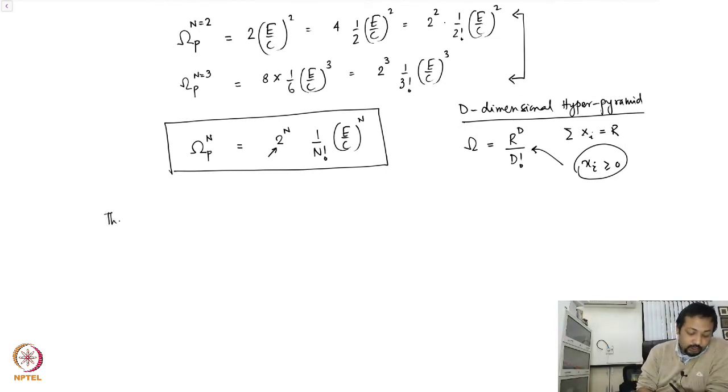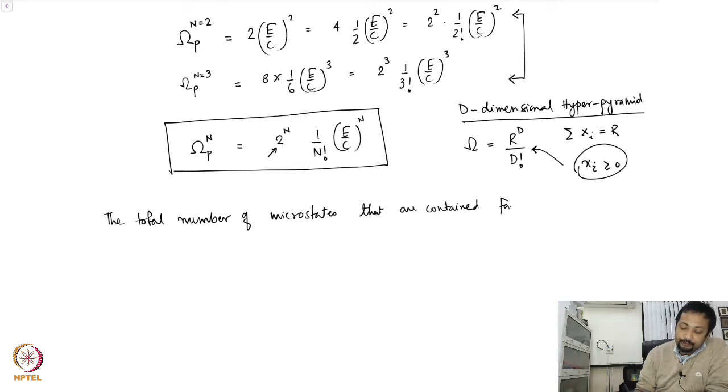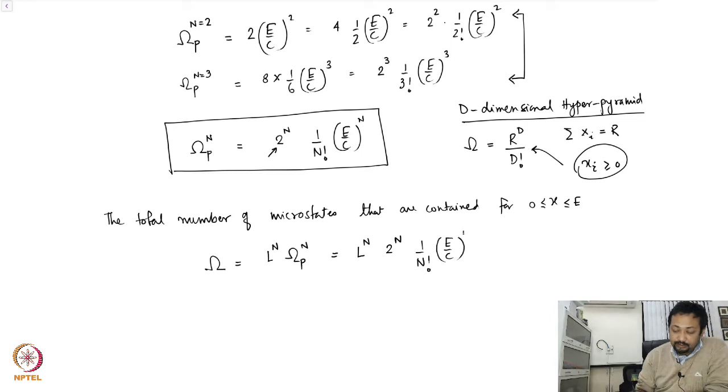Therefore, the total number of microstates that are contained for energy less than or equal to E is given by omega, and that answer is going to be L to the power n times omega_p(n), which is going to be L to the power n, 2 to the power n, 1 over n factorial, (E/c) raised to the power n.